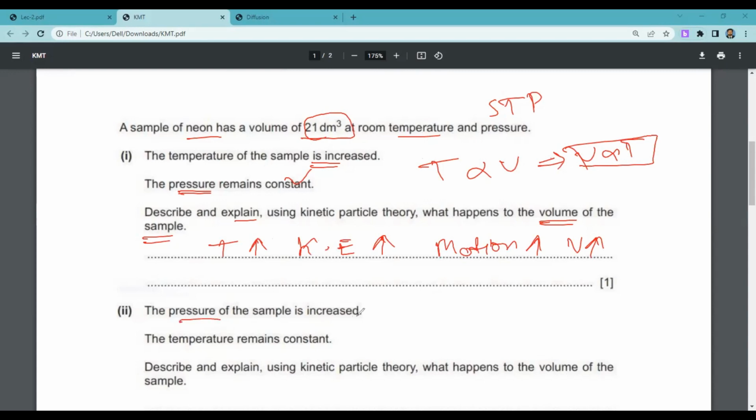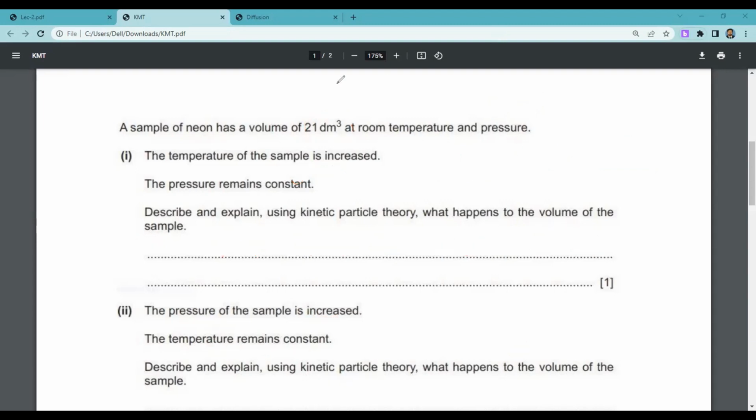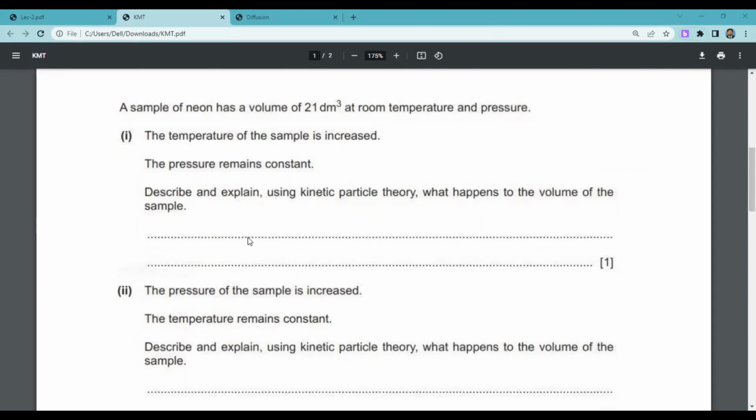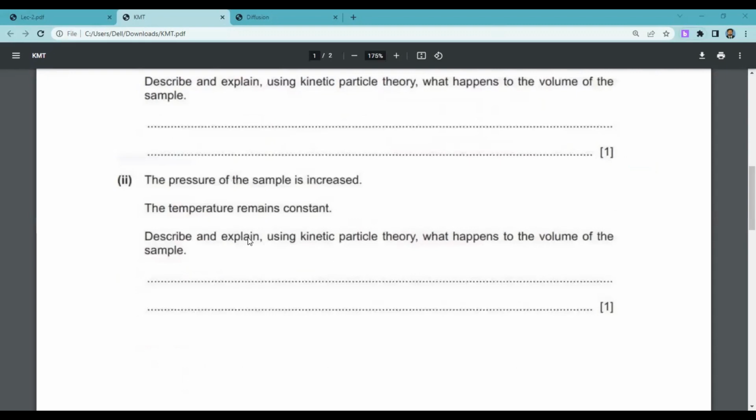The pressure of the sample is increased while temperature remains constant. Describe and explain using kinetic particle theory what happens to the volume of the substance. Here the examiner is asking about Boyle's law. By using Boyle's law, we know that volume is inversely proportional to the pressure, while temperature remains constant. If temperature is constant, it means that kinetic energy is also constant.